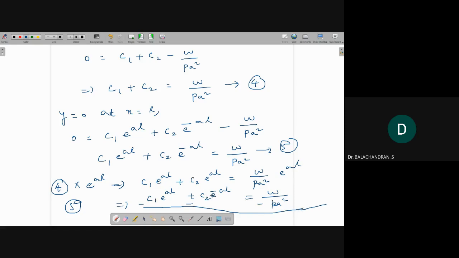Here you can take C2 commonly, so C2 into e power AL minus e power minus AL. This is the left hand side, equal to omega by P square, which is common. Remaining, you have e power AL minus 1. Okay, I will rewrite this last step again.